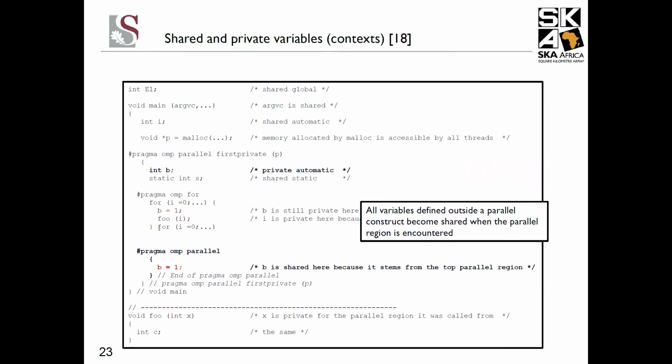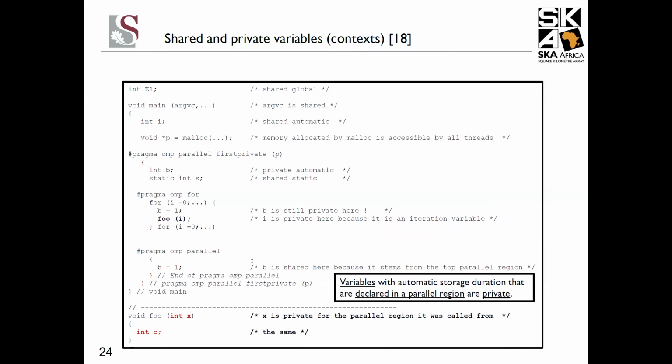What now about this variable B, which was private in the overarching parallel region, but inside of this one, we now fork this parallel region again, and we use this B. Inside of the second parallel region, B will be shared, because for that parallel region, the fact that B stemmed from the outside is such that all variables defined outside of this parallel region will become shared when shared by default.